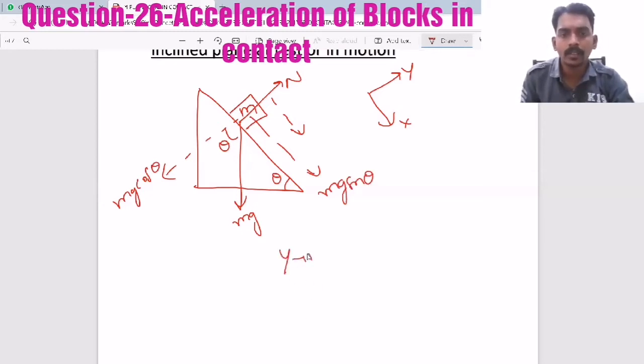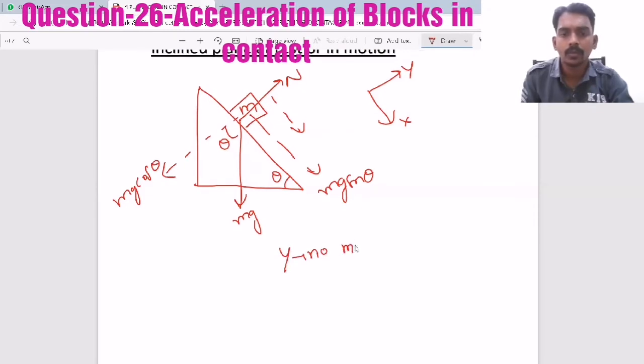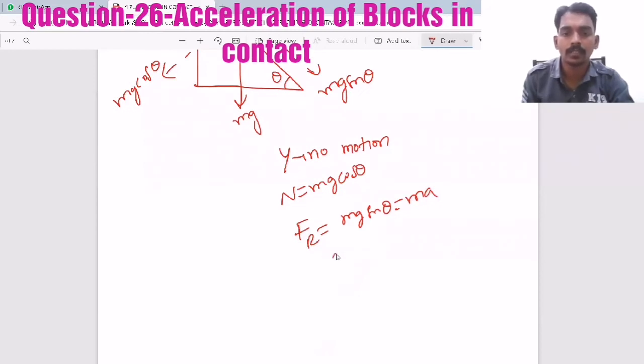In the y direction there is no motion, which means forces must balance each other, so N equals mg cos theta. The resultant force is along the x-axis, that is mg sin theta. Resultant force means mass times acceleration, so the acceleration equals g sin theta.